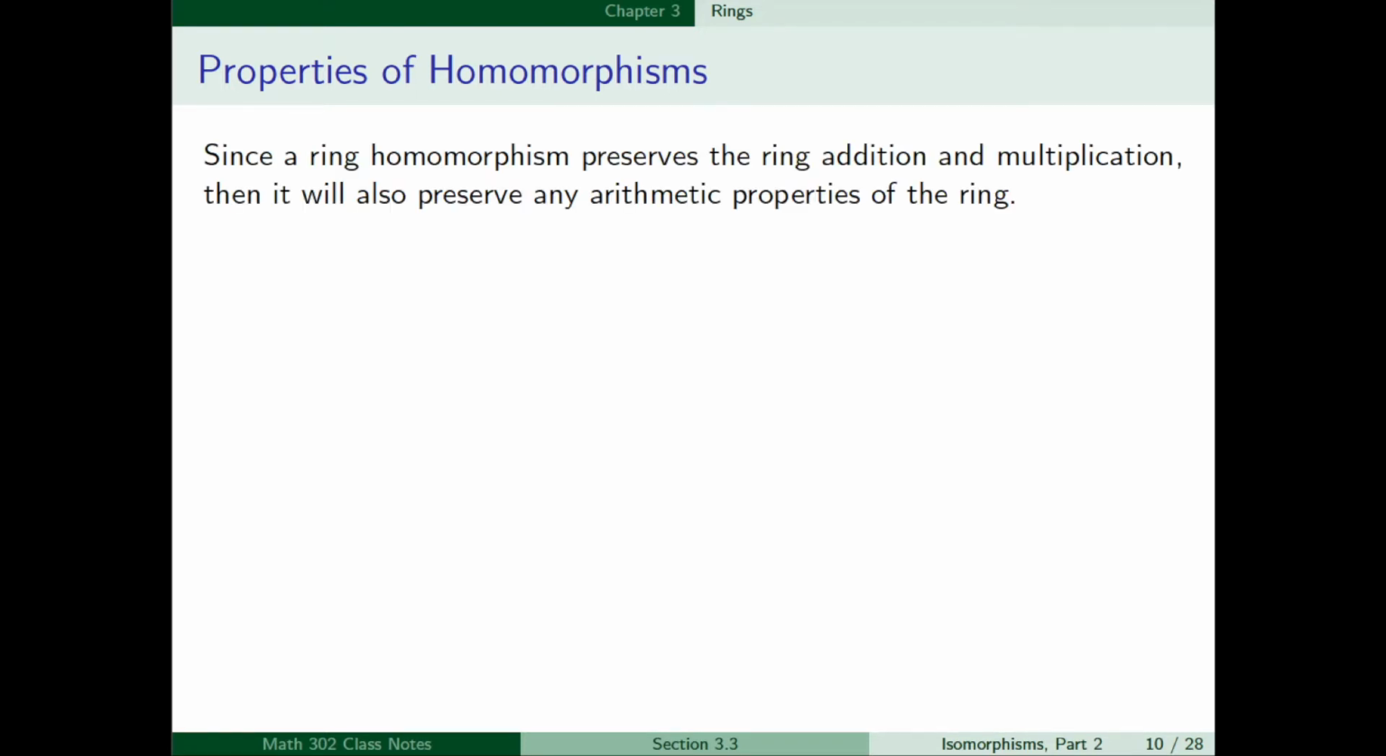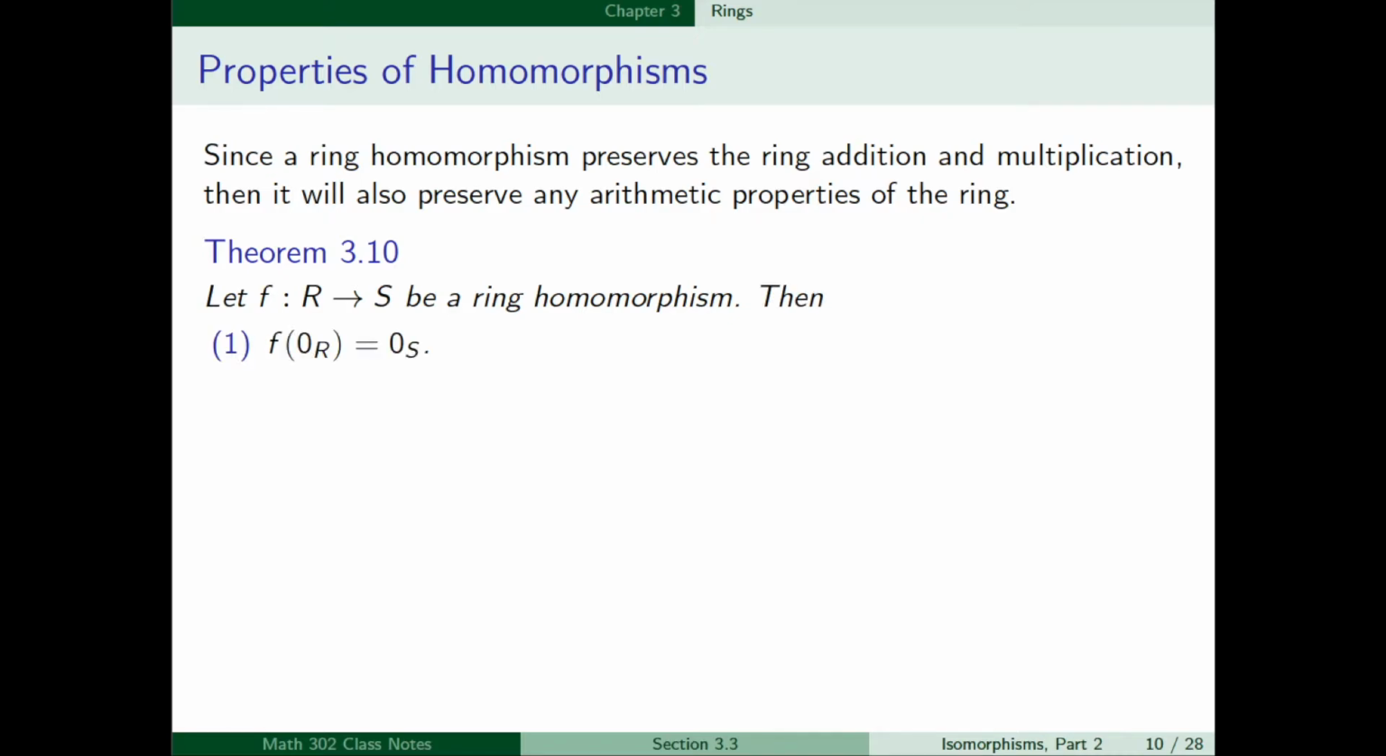Next, we want to consider properties of homomorphisms. Now, since a ring homomorphism preserves the ring addition and multiplication, then it will also preserve any arithmetic properties of the ring. And our Theorem 3.10 is going to tell us some of these properties. So let f from R to S be a ring homomorphism. Then first we have f of 0 sub R equals 0 sub S. So this is saying that f maps the additive identity of R into the additive identity for S. So it preserves the additive identities.